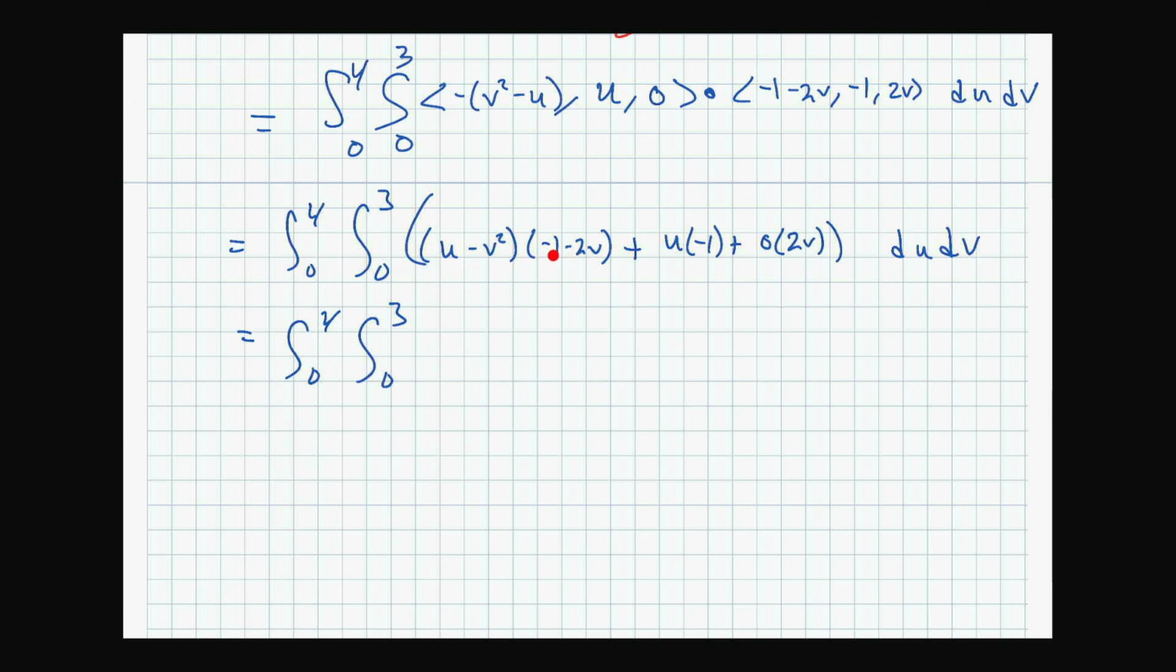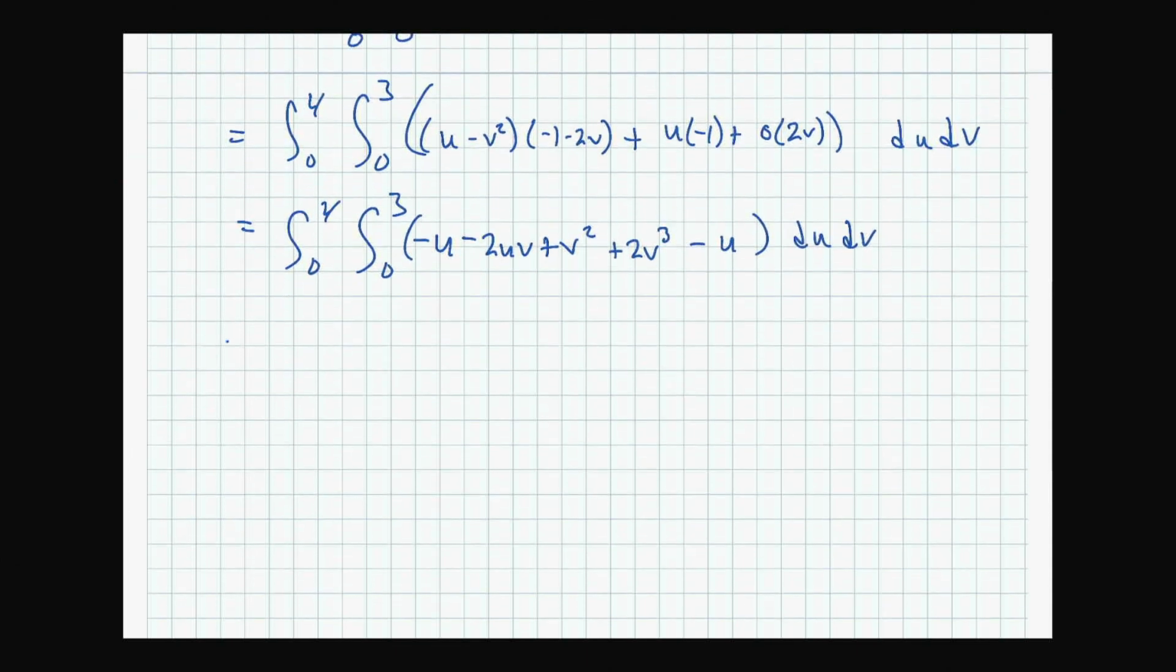This just has to be foiled, I guess. So we will do that. So u times negative 1 is negative u. u times negative 2v is negative 2uv. Then we've got negative 1 times negative v squared, which is going to be positive v squared. And then negative 2v times negative v squared is going to be positive 2v cubed. Okay, then we have minus u, and then that's it. So let's see if we have any like terms that we could combine. Let's put them in some kind of order. Let's do our v's first. So 2v cubed, and then I've got a v squared, and then I've got a minus 2uv, and then minus u, which is minus 2u.